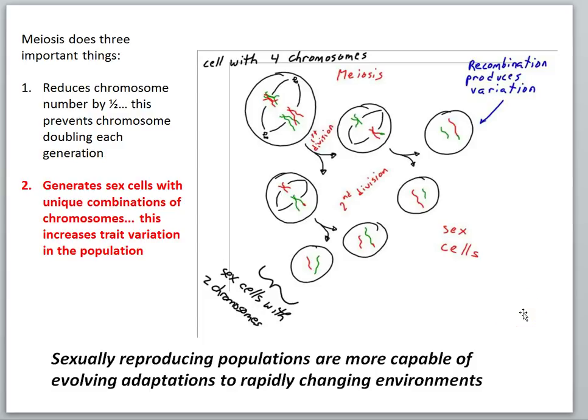In the last lesson on meiosis, we learned about one of the benefits of sexual reproduction via meiosis, and that was the production of unique sex cells, genetically unique sex cells. So they have unique mixtures of mom and dad genes. And this means that sexually reproducing populations are more capable of evolving adaptations to rapidly changing environments.